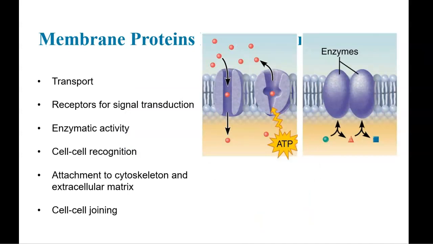The membrane proteins have different functions. They are involved in transport, transporting molecules from outside of the cell to the inside. They serve as receptors for signal transduction. They have enzymatic activity, so they could be enzymes that are activated by molecules. They can function in cell-to-cell recognition. They could serve as attachment to the cytoskeleton and the extracellular matrix, and they can be involved in cell-to-cell joining.